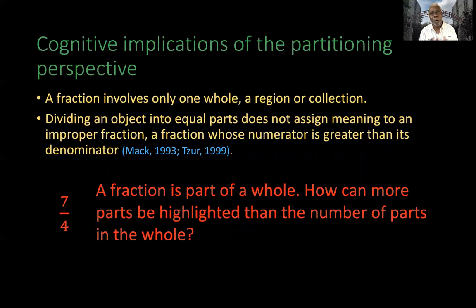Also, the part-whole definition of a fraction, that is, saying that a fraction is defined as parts of a whole, doesn't provide meaning for improper fractions. So how can an improper fraction be represented geometrically when the numerator says that there are more parts than there are in the whole?